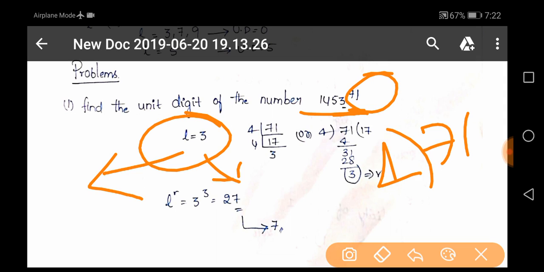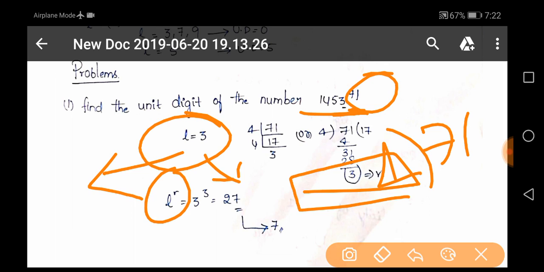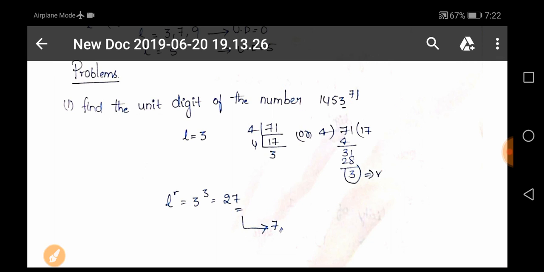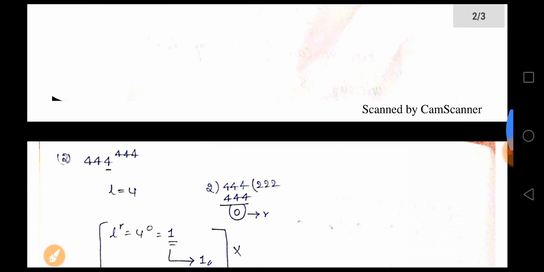So you have to divide the power by 4 and you'll get a remainder. Then you can apply L power R, that is 3 power 3, which is 27. This is one type of question. Then the last digit of this number will be 7. Then we'll solve a second problem now.